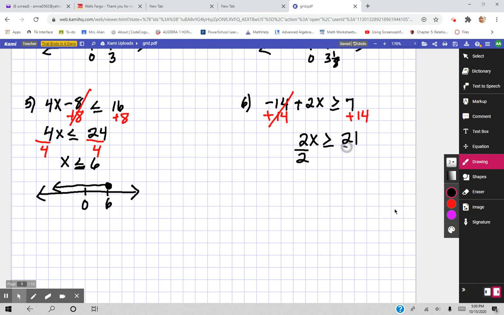Divide both sides by 2. X is greater than or equal to 10.5. Let's graph our solution set. We'll say 10.5 is somewhere here on the right of 0. Okay, this time it will be closed again because of the equal sign underneath, because 10.5 is also part of the solution set. So the answer is 10.5 or anything greater than that.